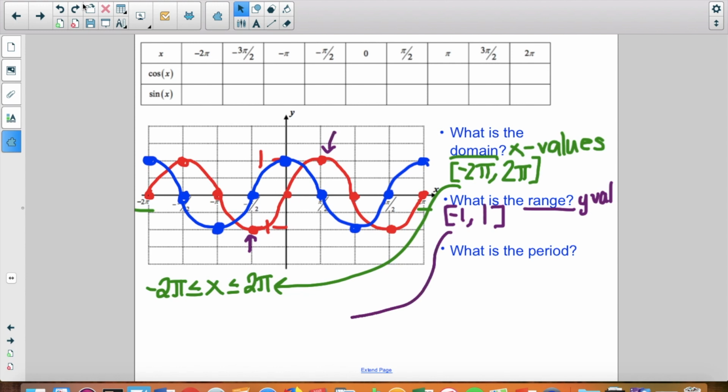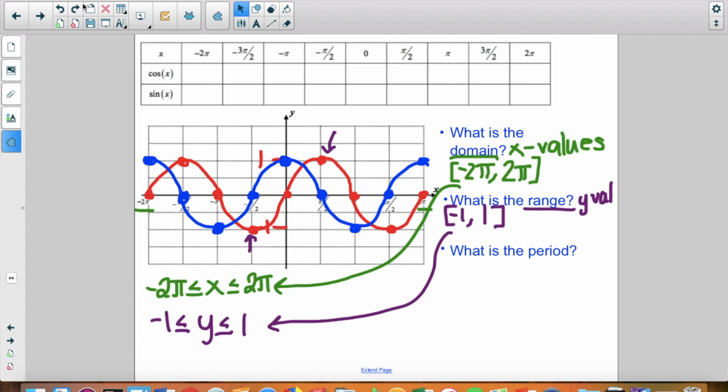The other way to write it is using interval notation like we did before. Negative 1 less than or equal to, instead of x we can use y, less than or equal to 1. So again, both representations are great ways to write the domain or the range.